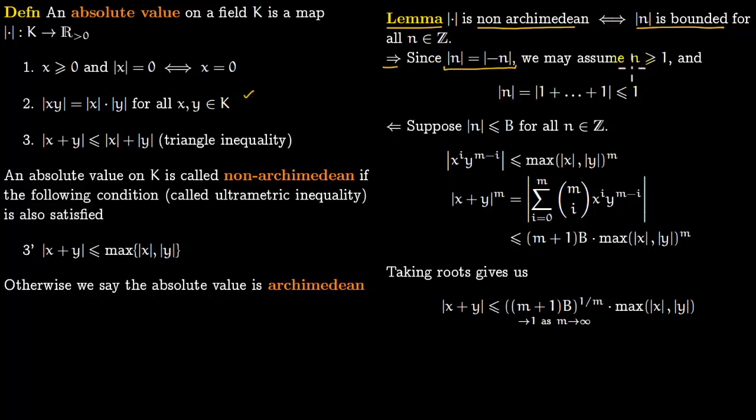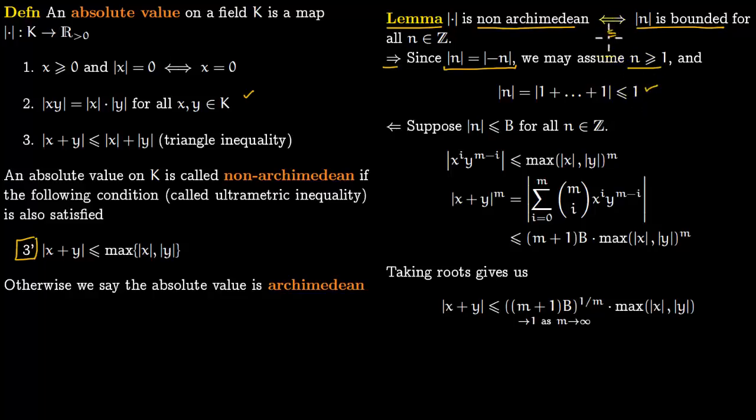So we may assume n is greater than or equal to 1, and you can write this integer n as 1 plus 1 plus 1 and so on. Now we use this condition because we know it is non-Archimedean. So all of these are 1 here, so the maximum is 1, so this norm of n is bounded by 1. So you start with a non-Archimedean absolute value, and you came up with the bound.